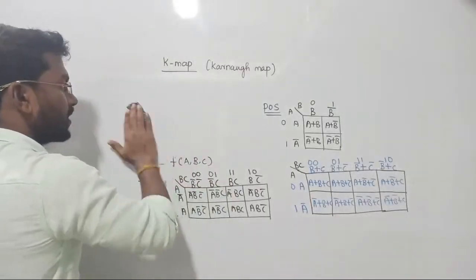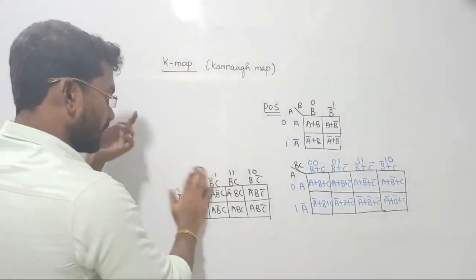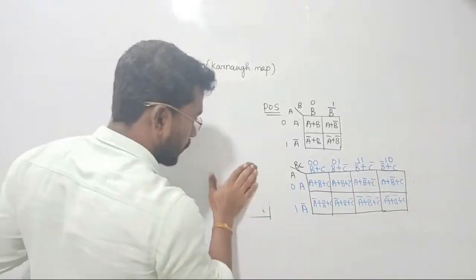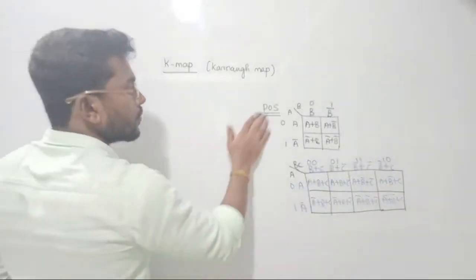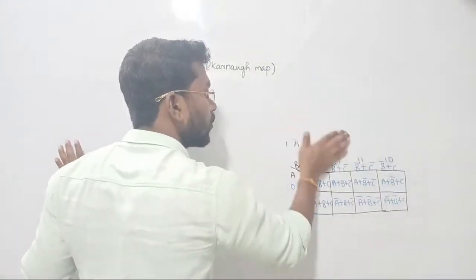We can directly write the answer, right? Just by doing grouping operation. Grouping is very simple. Let me demonstrate that one also quickly. Let's take 4 variable.